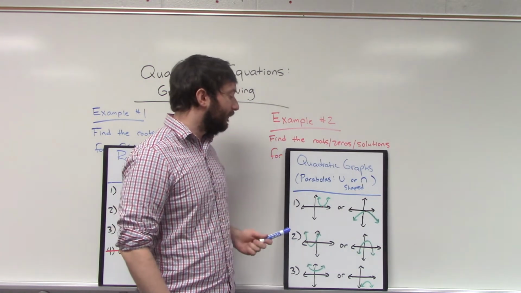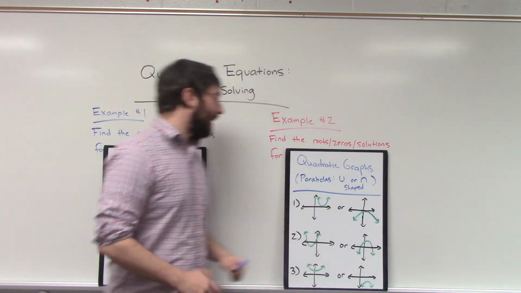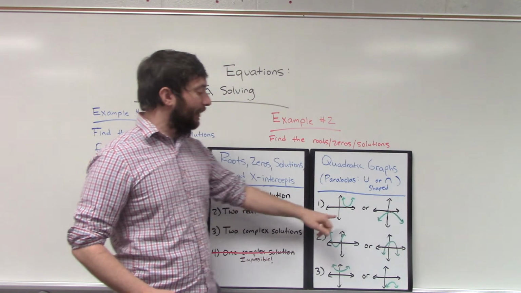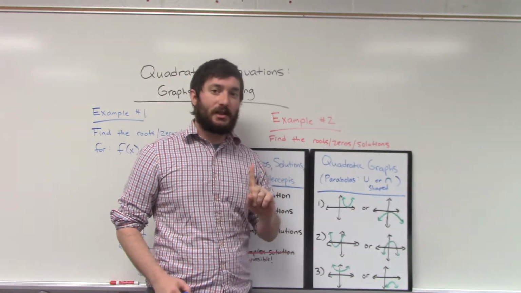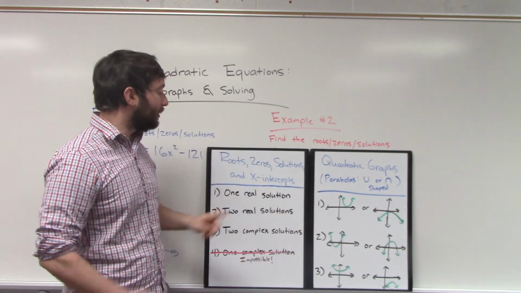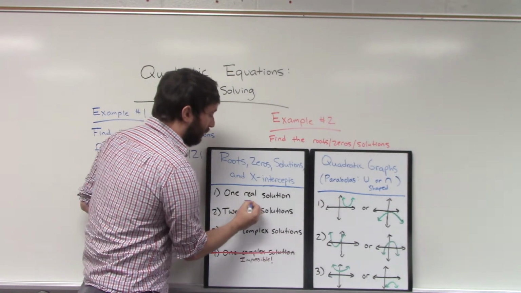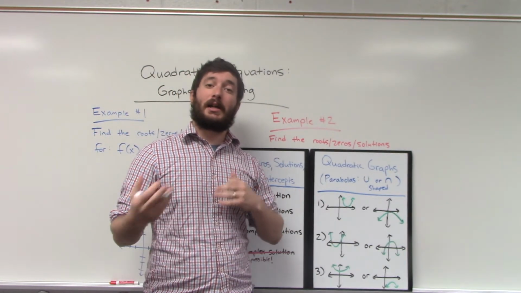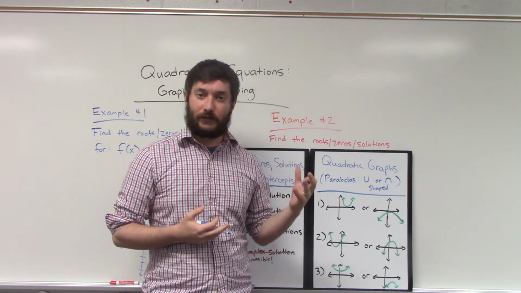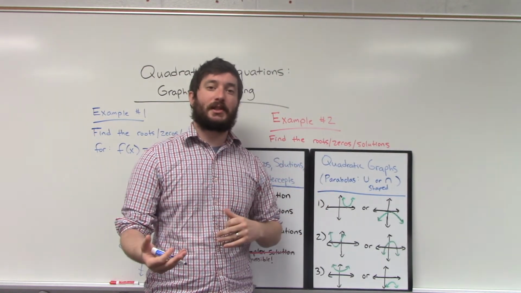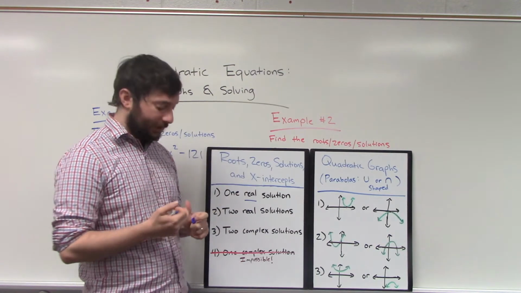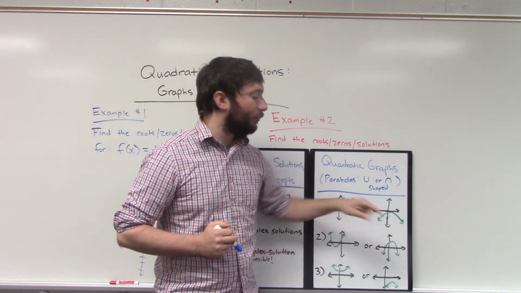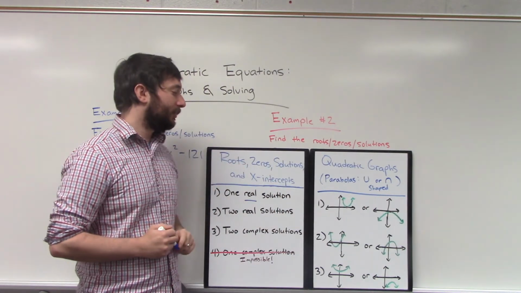So, revisiting these graphs, what we can say is that if a graph touches the x-axis once, it has one real solution. Okay? It's important to say that this is a real solution. It's a number that you can find on a number line, right? We talked about how there's a difference between real numbers and complex numbers. Okay, that's going to resurface here in the context of these graphs. If a graph touches the x-axis once, there is one real solution.